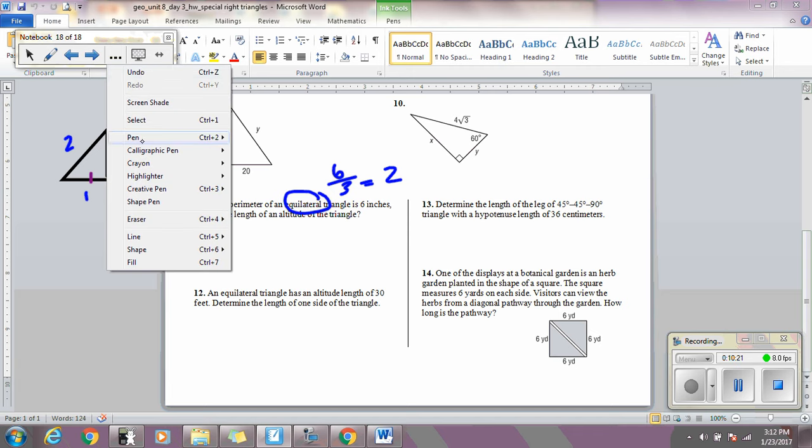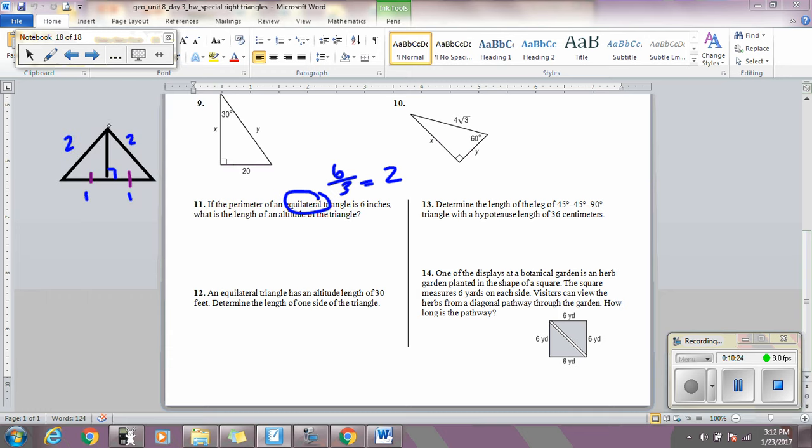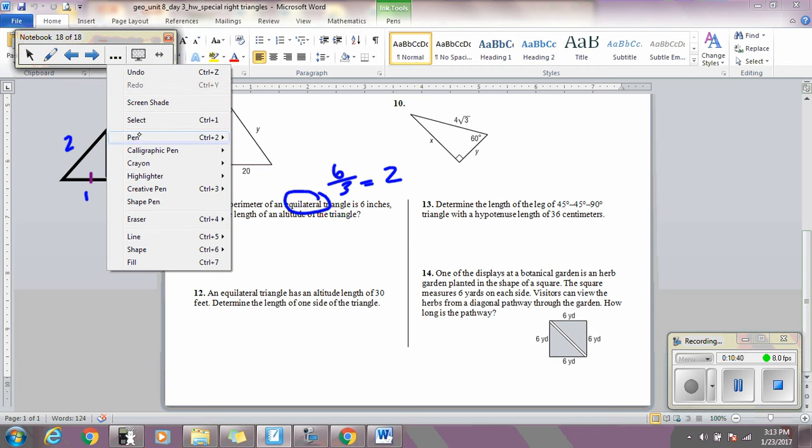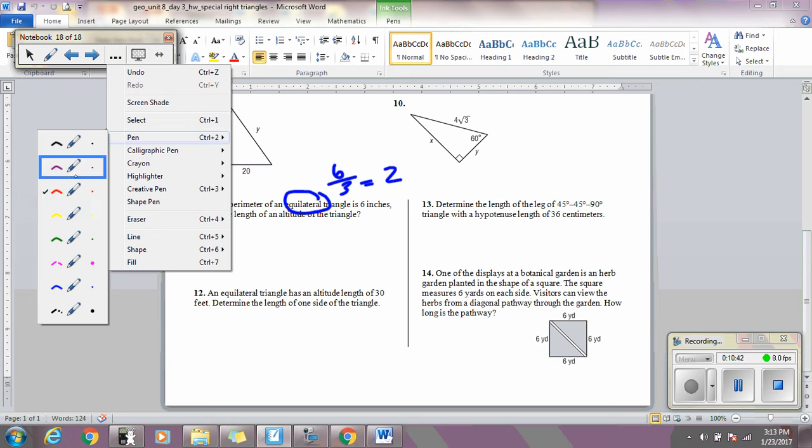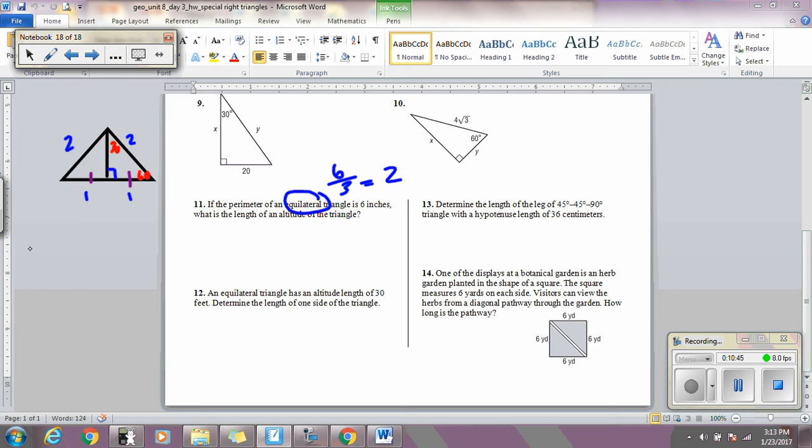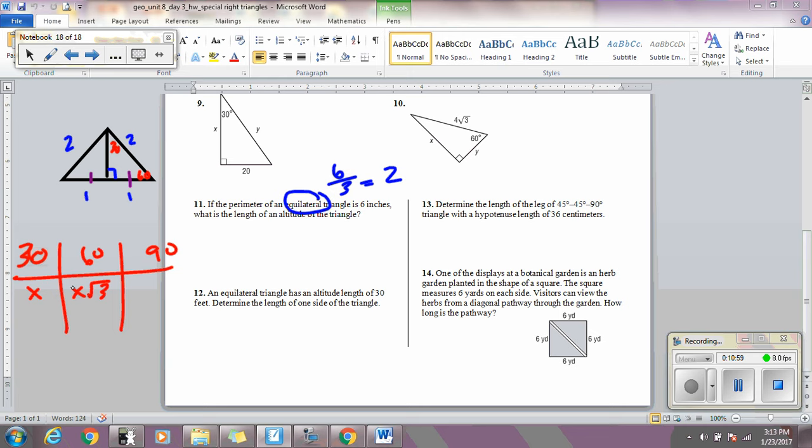So we talked about it in our notes, but if you missed that piece, this is going to be 60, and this is 30. So we're looking for the side across from the 60-degree angle, essentially. So we can write our table. It's 30, 60, 90. The pattern, x, x root 3, and 2x.